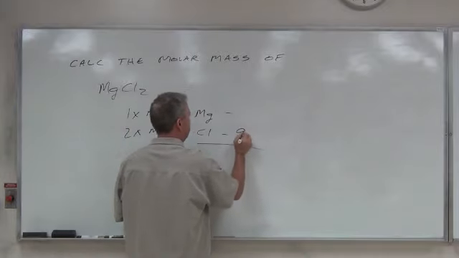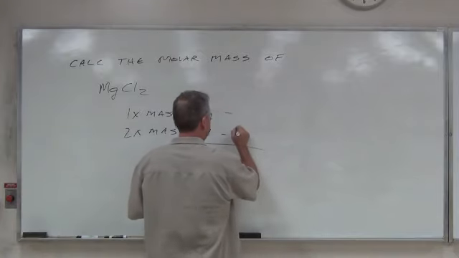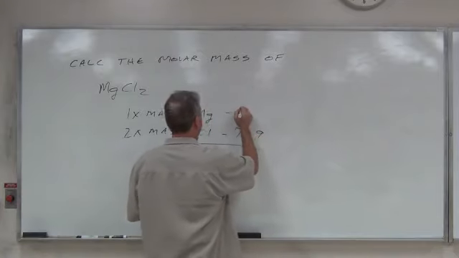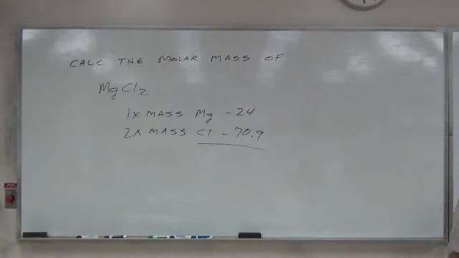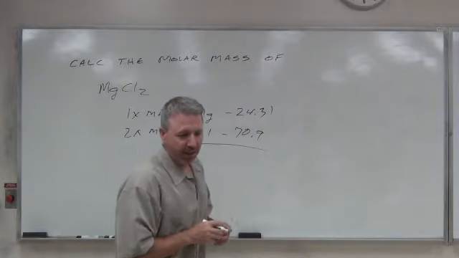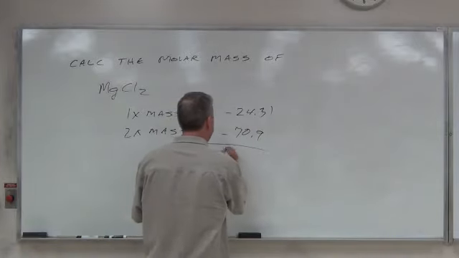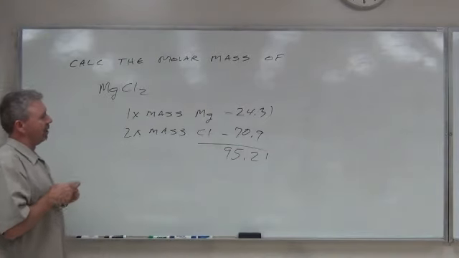I think that's 70.9 and change. Say 70.9, and magnesium was 24 point what? 31. And we're going to get 95.21.